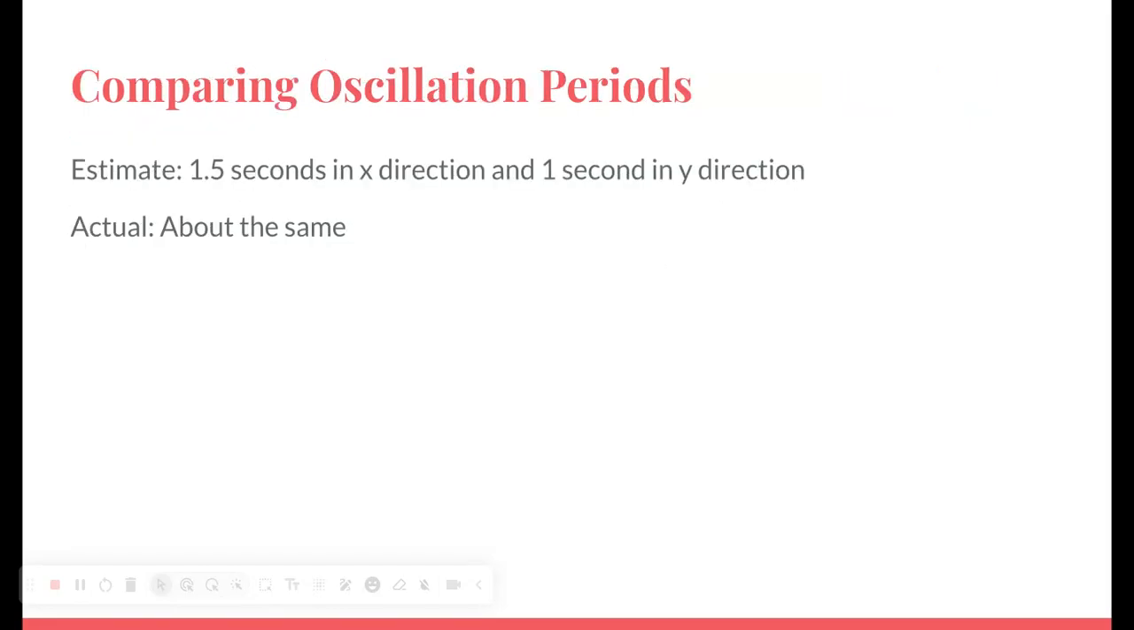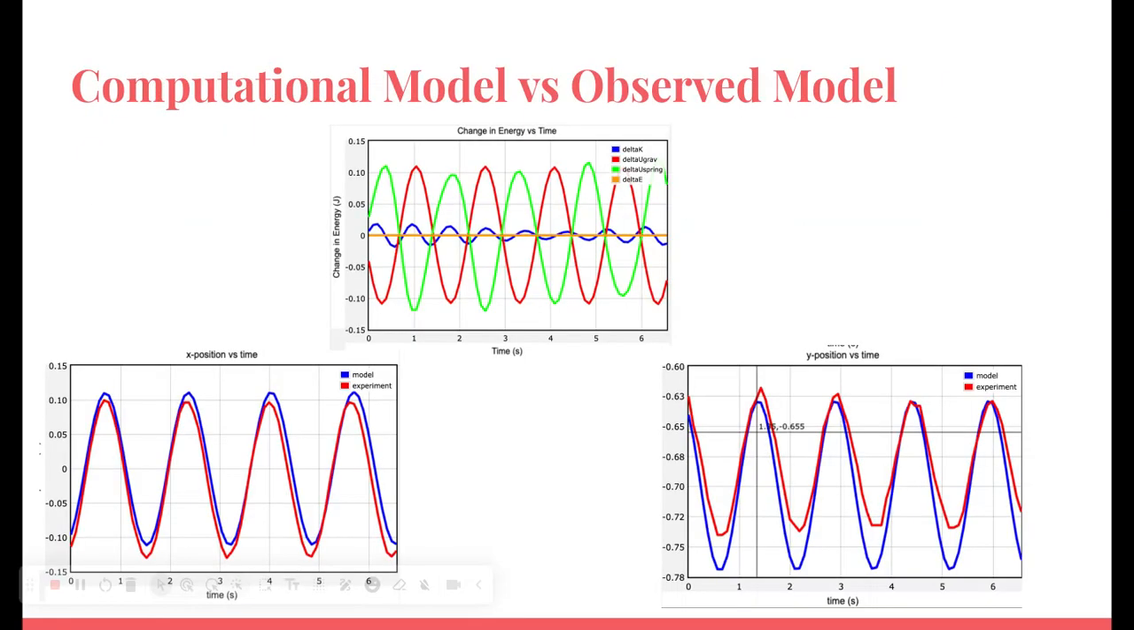And then also we needed to compare oscillating periods, where the estimate was about 1.5 seconds in the X direction and 1 second in the Y direction for each period. And the actual was about the same, as you can see in these graphs. The observed versus model graphs have relatively the same periods.